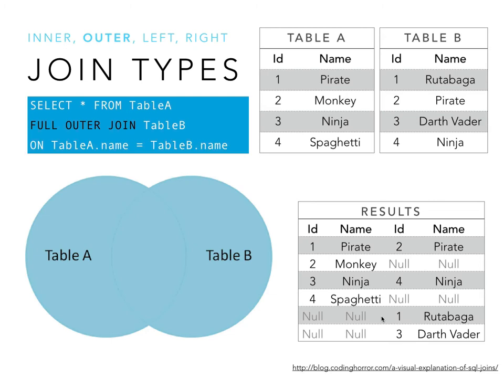So in this case, the full outer join produces the set of all records in table A and table B with matching records from both sides when available, and when they're not available, it just gives nulls for both. Make sense?